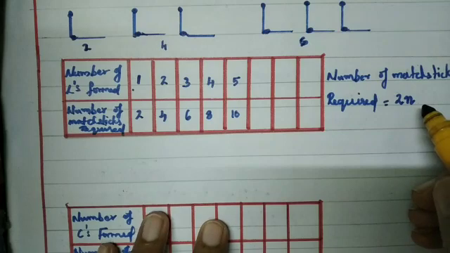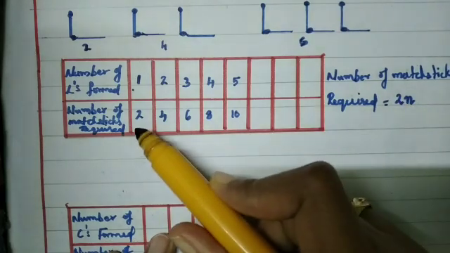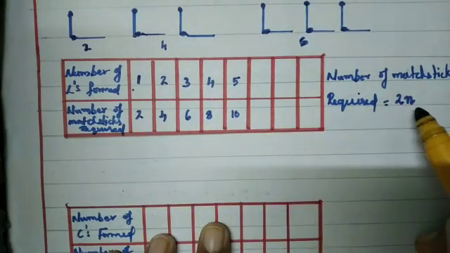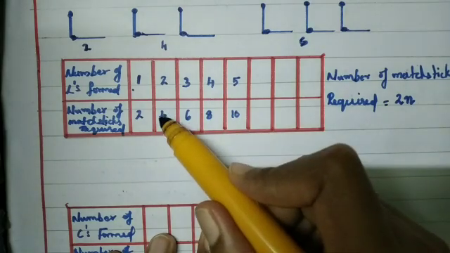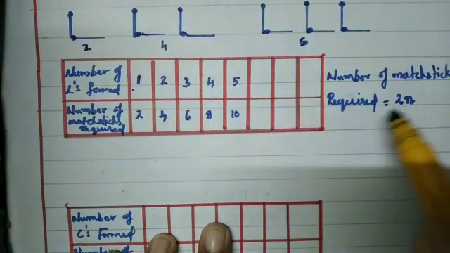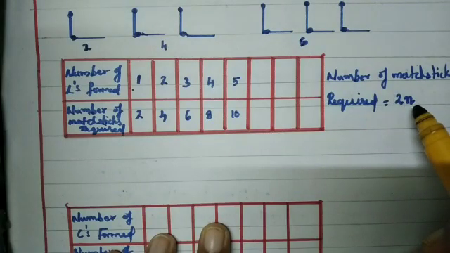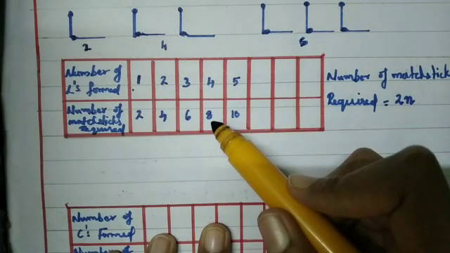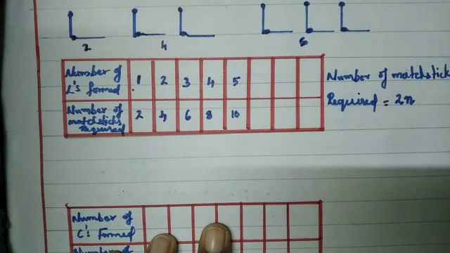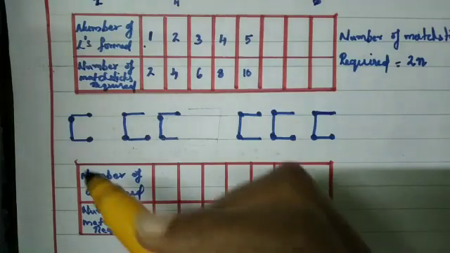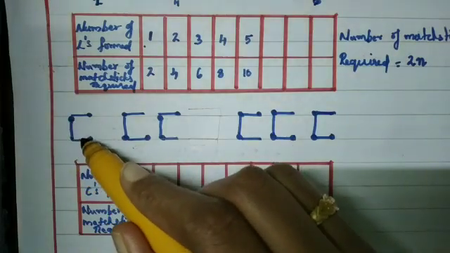For 1 L, if n is 1, then 2 into 1, 2 matchsticks. If n is 2, 2 into 2, 4 matchsticks. If n is 3, 3 into 2, 6 matchsticks. Then if n is 4, then 8 matchsticks. Like that. Hope all of you understood. Like that you are trying to make the letter C.